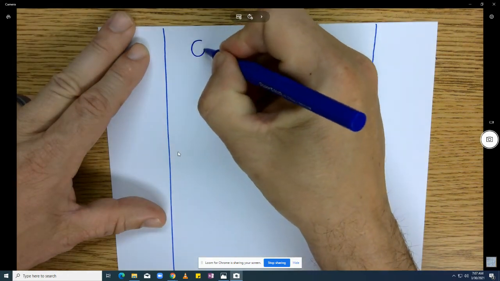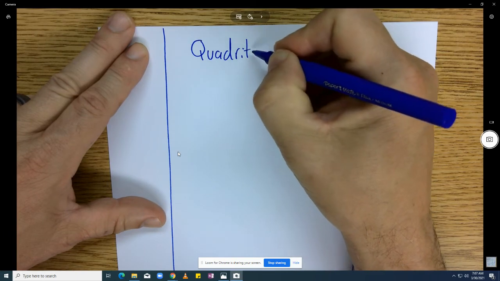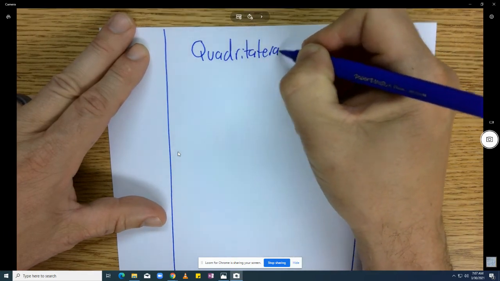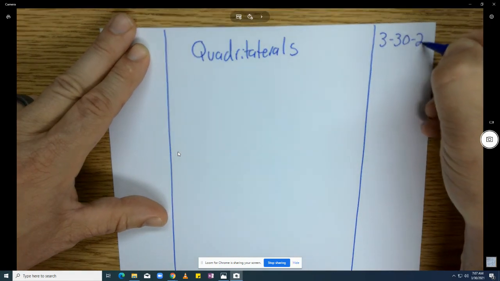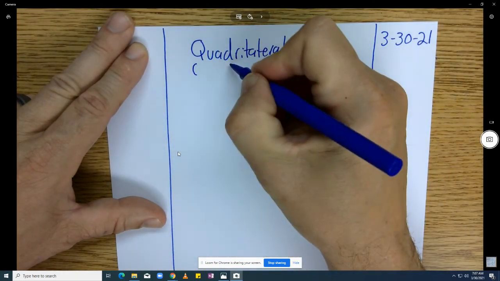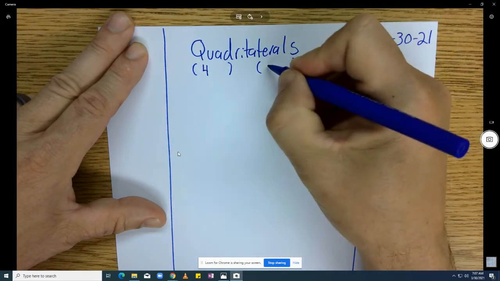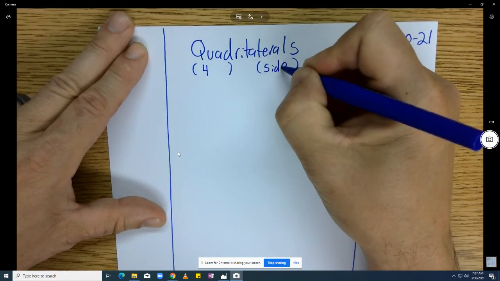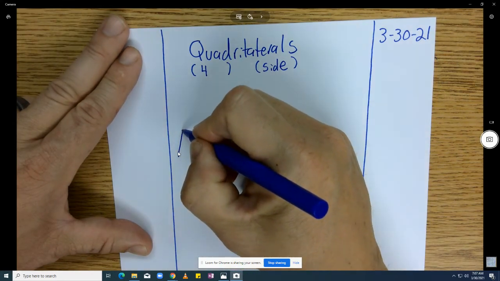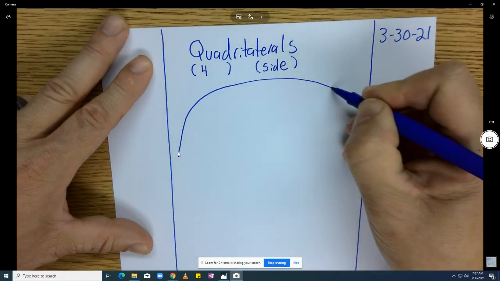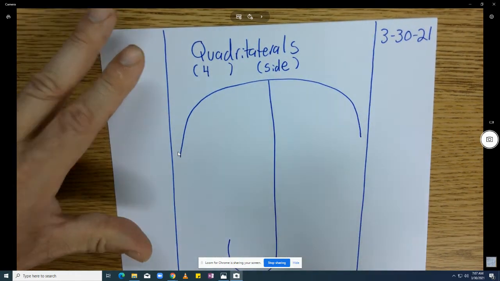So let's go with... that's supposed to be an L. Laterals. And today is 3/30. We're almost to April 21. And right here where it says quad, let's do 4. And lateral, meaning side. So we're going to do four-sided shapes, okay? Now, how I want you to take the notes is make a big umbrella. This is my giant umbrella.